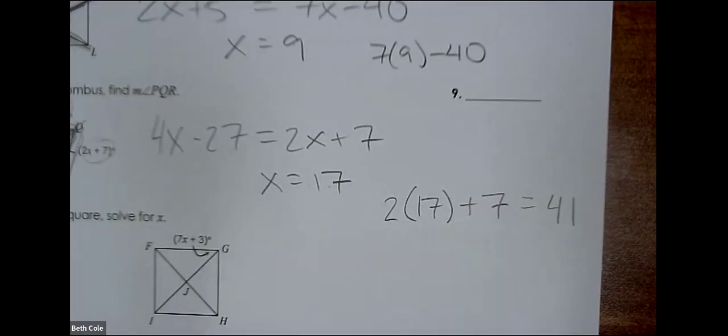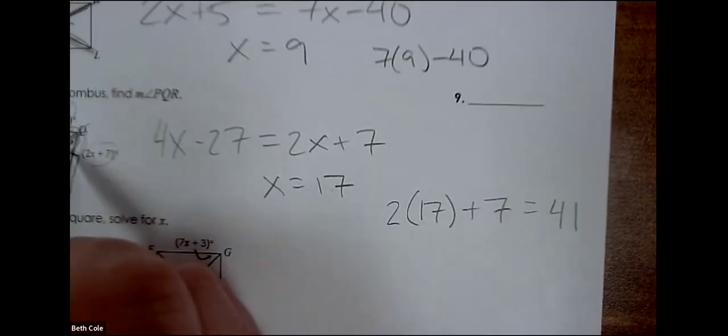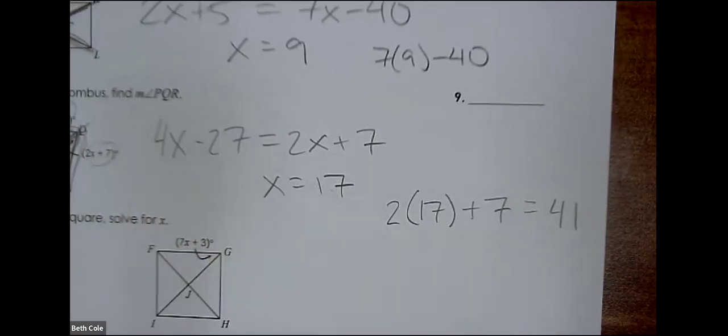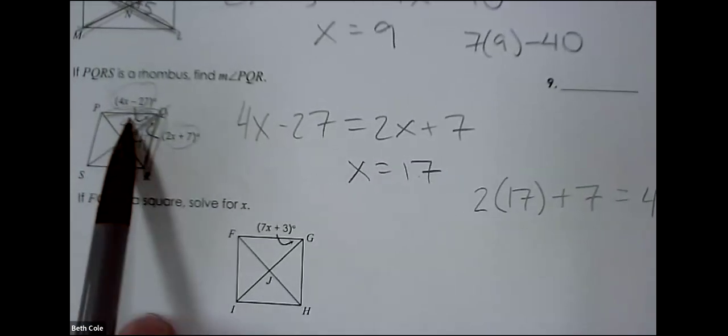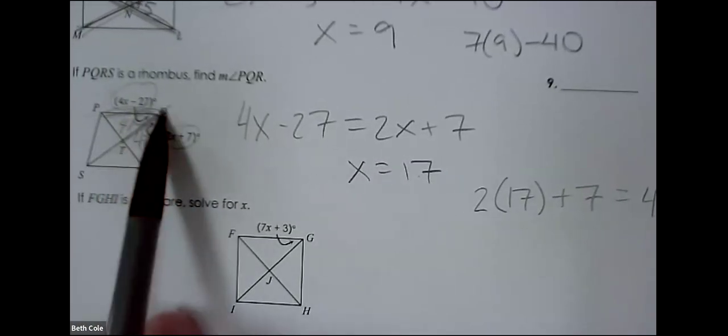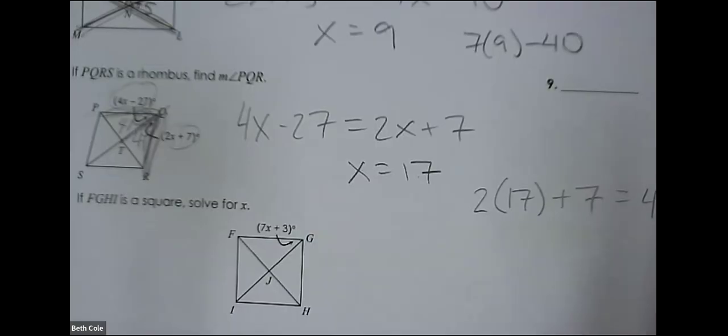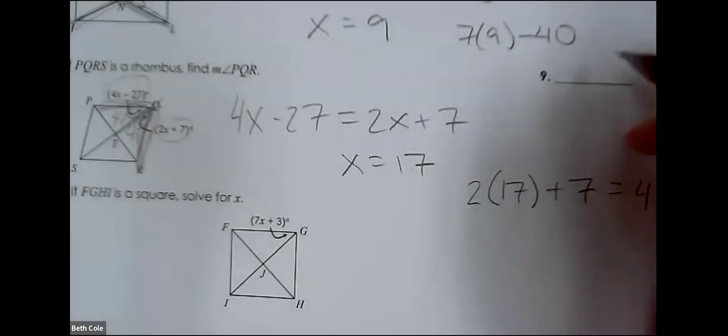That's still not the answer, though. This half of it is 41, but that means this side's also 41, and what they want is the whole thing. So if that's 41 and that's 41, what's the whole angle? Just got to add them together. 82. Good job.